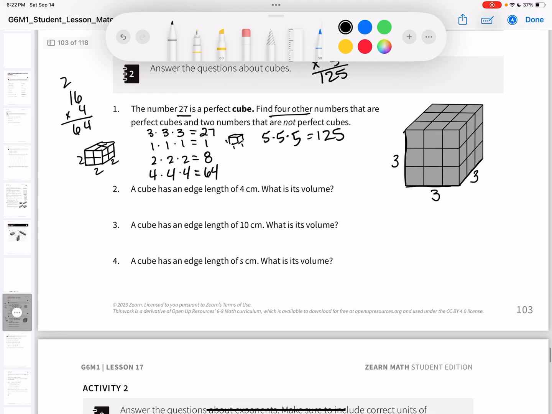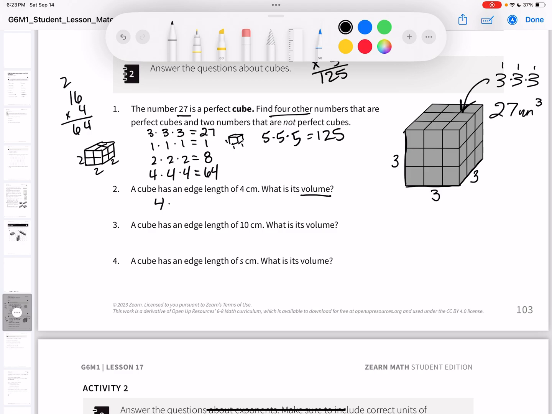2, a cube has an edge length of 3 centimeters. What is its volume? Well, volume is how many cubes make up a 3-dimensional shape. And it has to be a 1 by 1 by 1 cube. So this volume here is 3 times 3 times 3. So 3 times 3 is 9, 9 times 3 is 27. So this would be 27 units cubed, because we've now multiplied by 3 numbers.